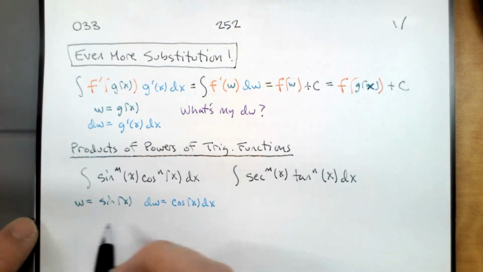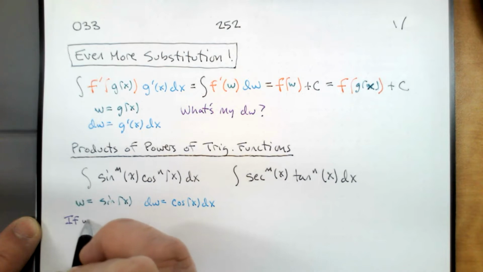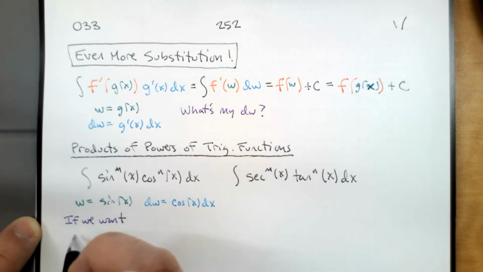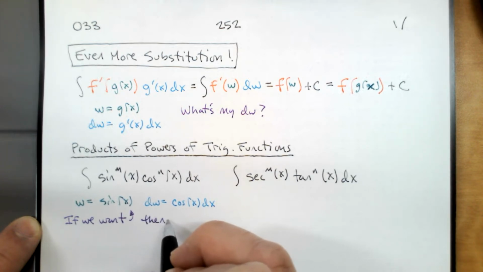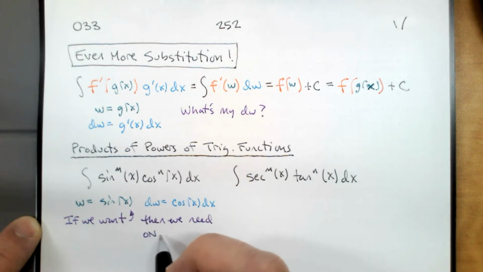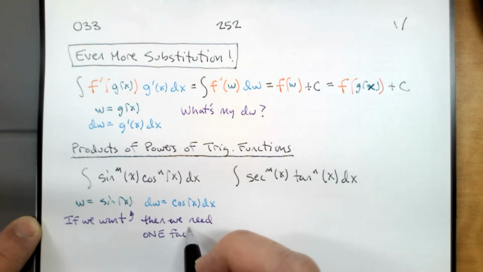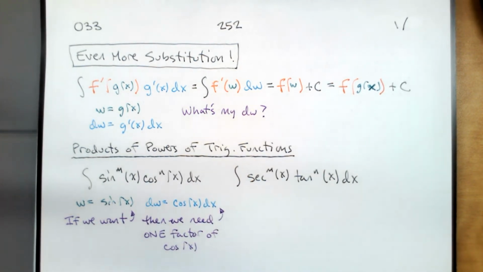The important thing to recognize here, if we want to substitute sine x, if we want w equal to sine x, then we need one factor of cosine x. We don't just need cosine, we specifically need one factor of cosine.